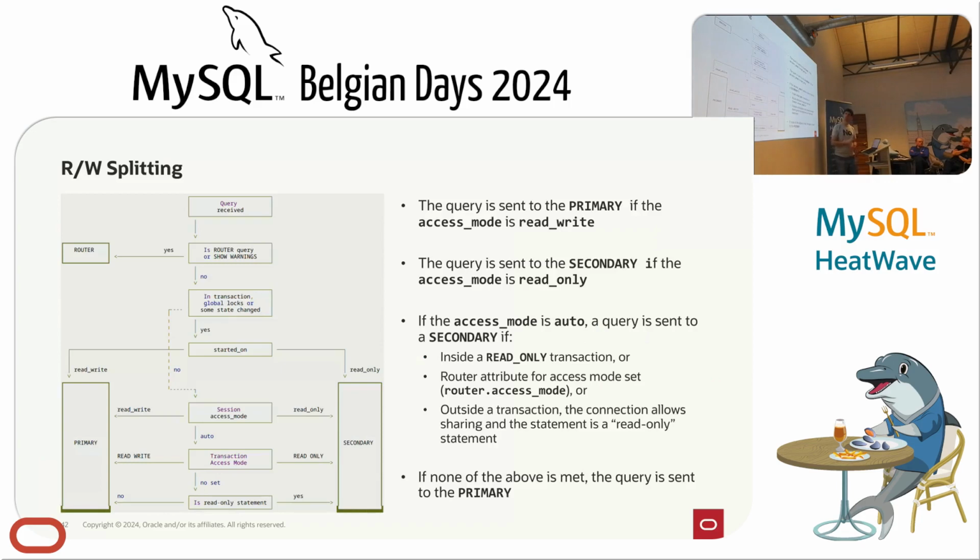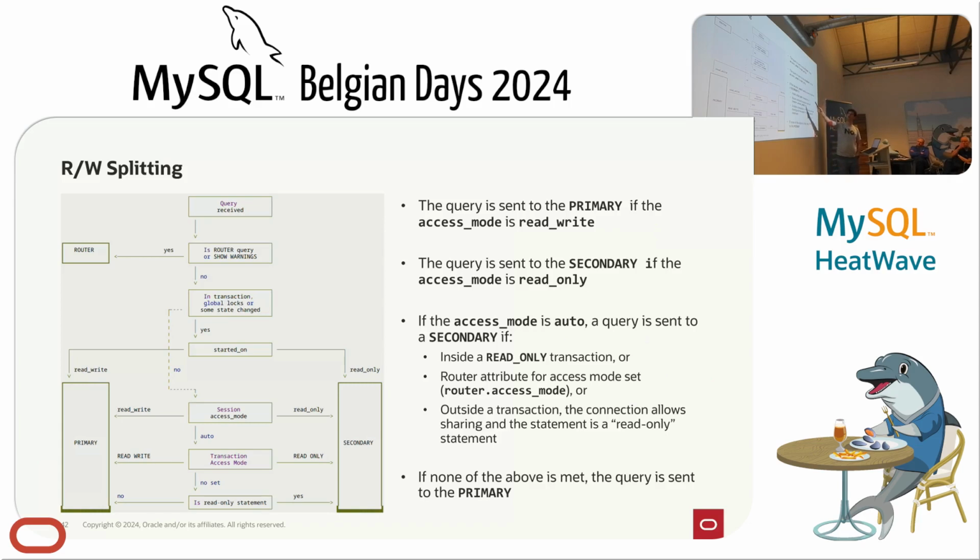This is the full diagram of how read-write splitting works. Starting from the top, if the access mode is configured to be read-write, queries go to the primary. This is the behavior when you have the 2 ports. One of the ports is read-write, the other one read-only. So queries on read-only go to the secondary.